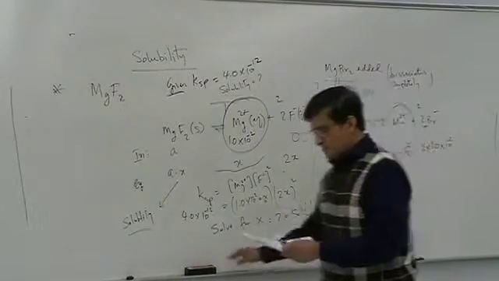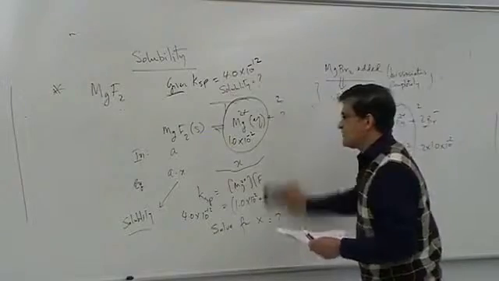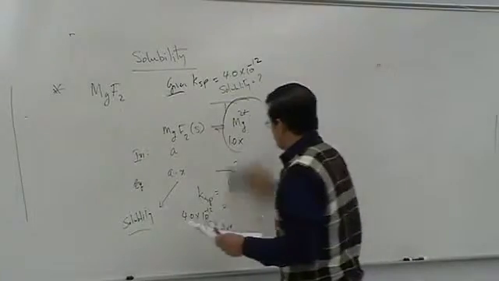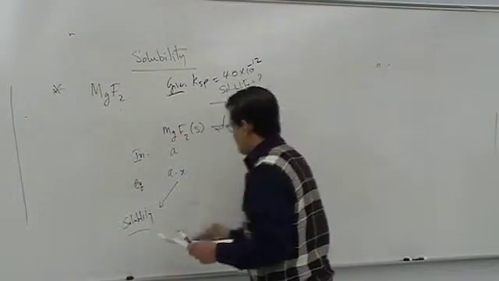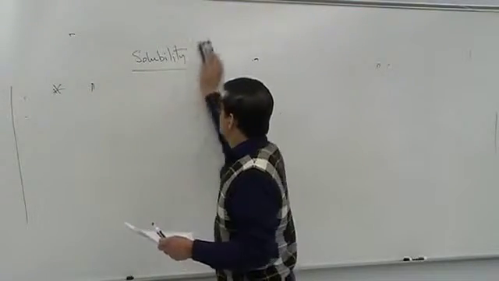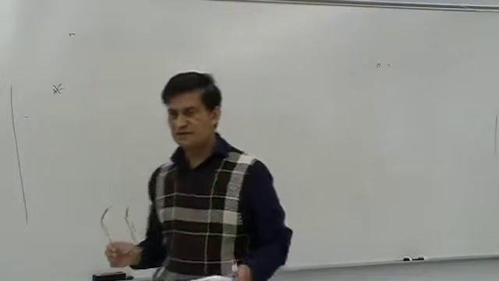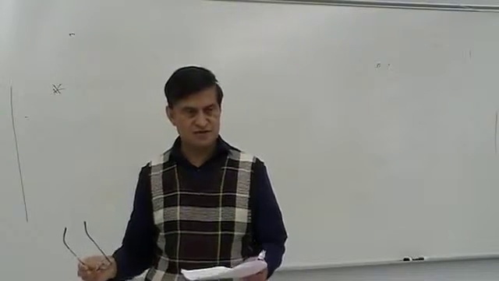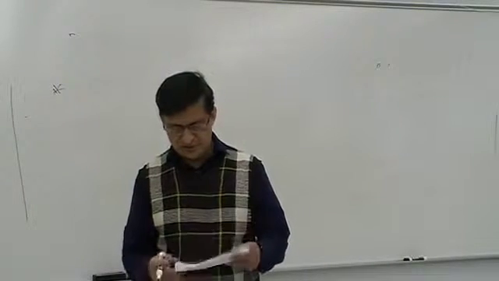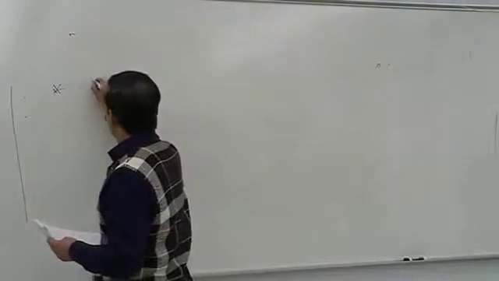Now the next problem is on buffer capacity. Just a few minutes ago we talked about buffer capacity. High buffer capacity means you can add more acid, but it would still hold its pH. So for high buffer capacity, you need a higher concentration of weak acid and its conjugate base, or weak base and its conjugate acid. I already mentioned that, so hopefully that will work. But let me give you a simple example with a few numbers.